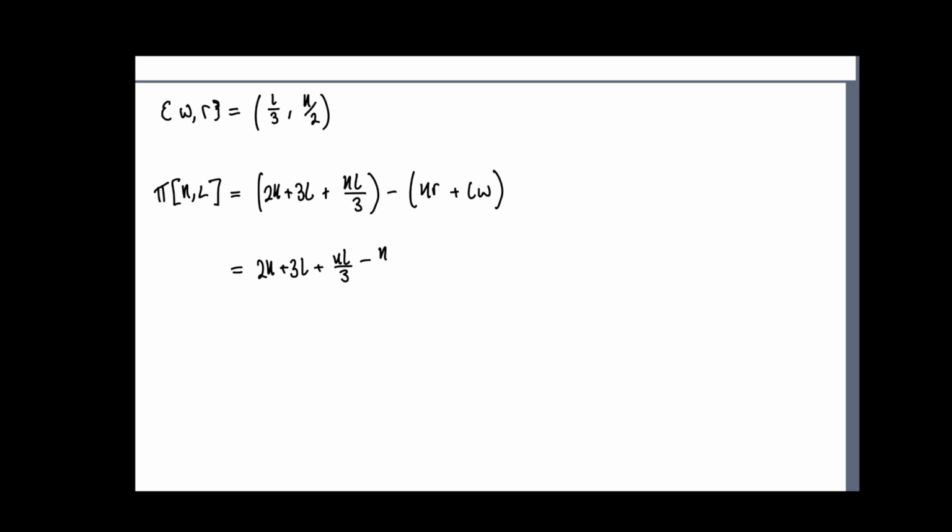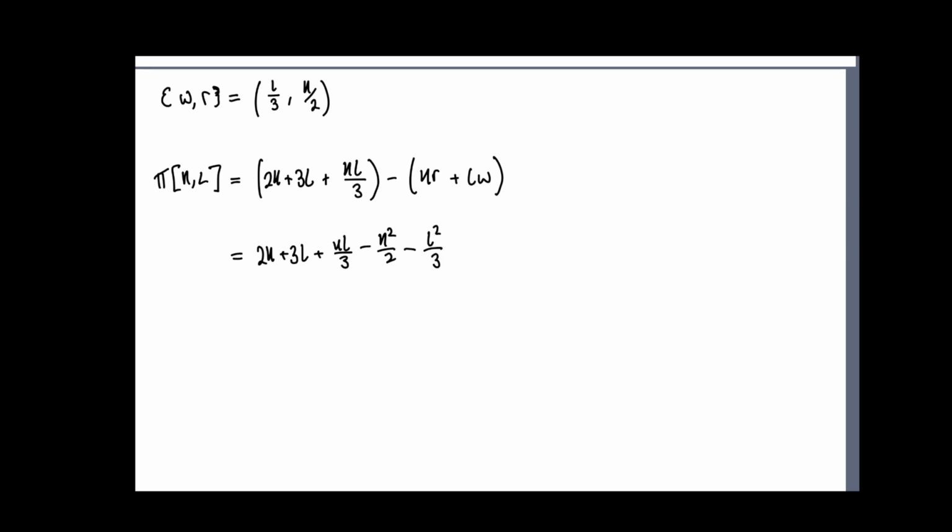So doing the same thing again, we have profit is equal to 2K plus 3L plus KL over 3 minus KR plus LW, so labor times wages and capital times returns. When we do this, we get minus K squared over 2 minus L squared over 3.